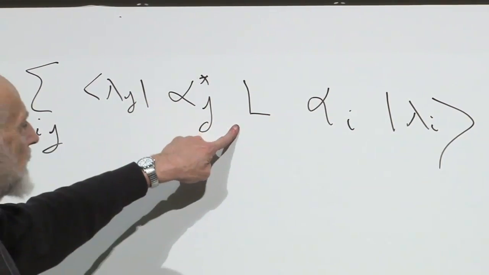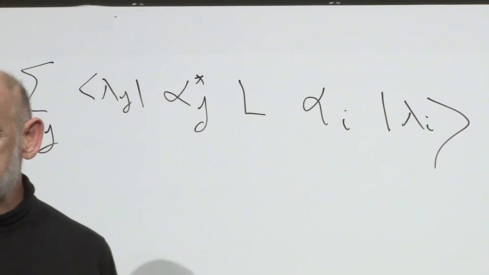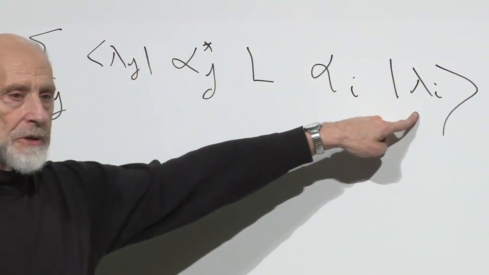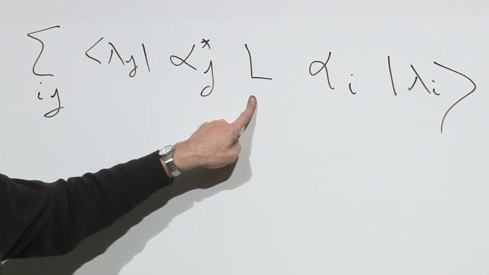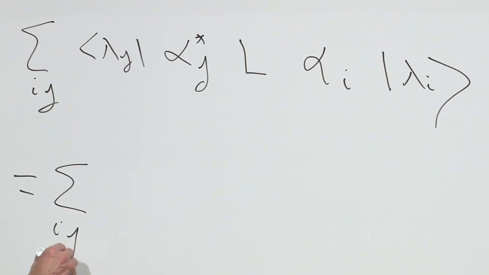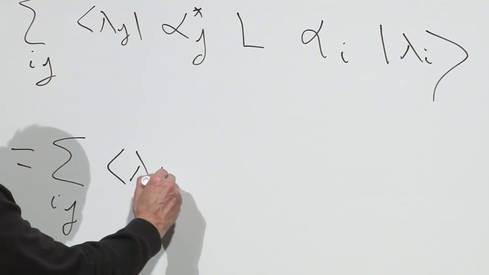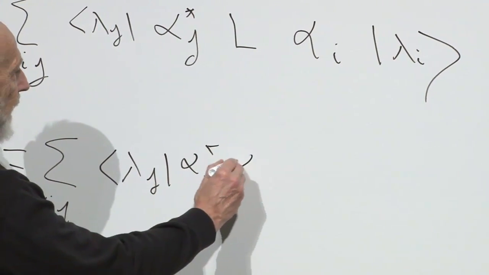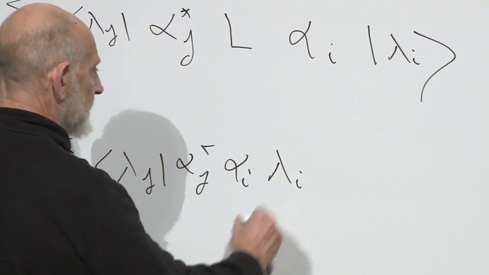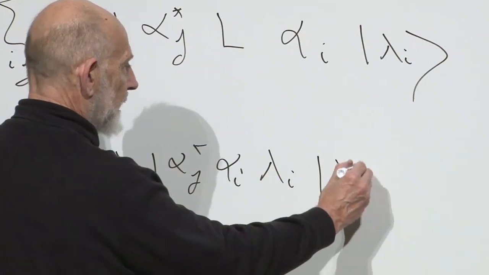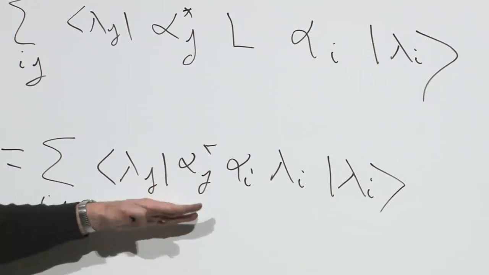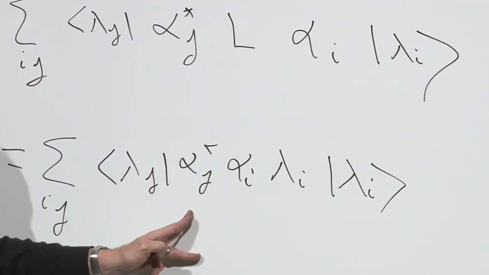Now, what is L when it acts on lambda sub I? Lambda sub I's are the eigenvectors of L. So when L acts on lambda sub I, we still have sum I, j, lambda j, alpha star j, alpha I, and now L hits lambda I, and it gives us lambda sub I times lambda I. Now all this junk in here is just a number for each I and j.